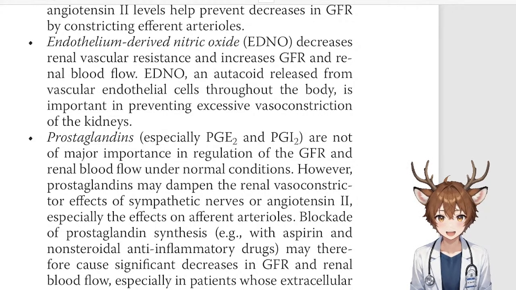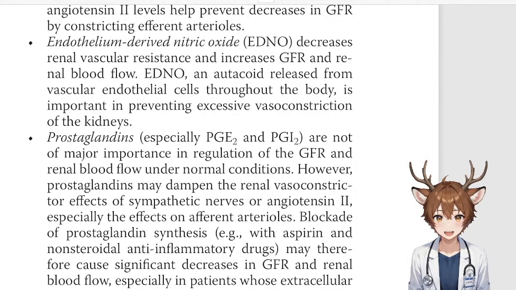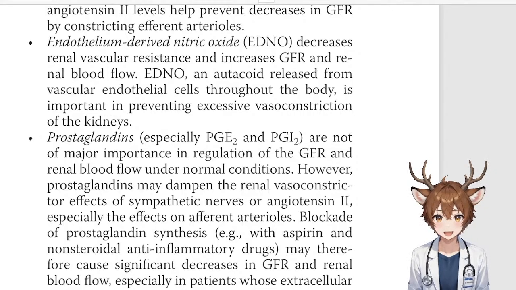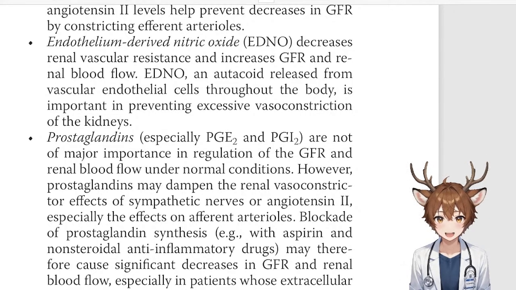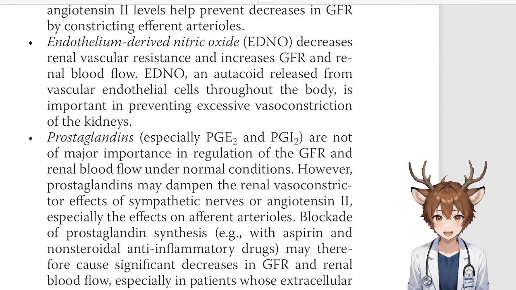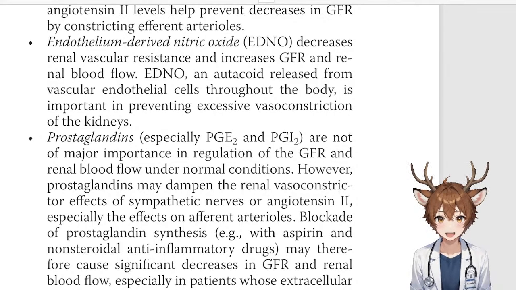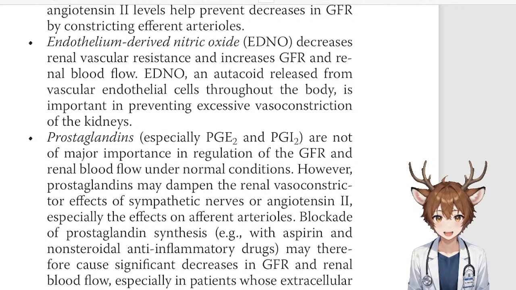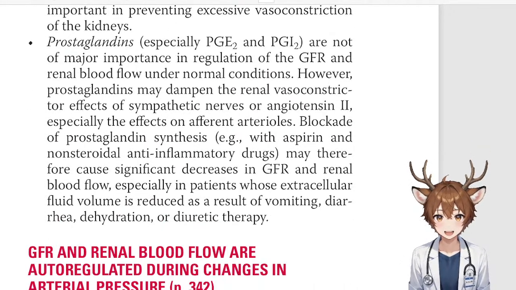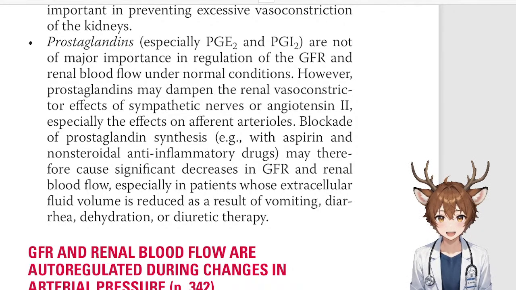under normal conditions. However, prostaglandins may dampen the renal vasoconstrictor effects of sympathetic nerves or angiotensin II, especially the effects on afferent arterioles. Blockade of prostaglandin synthesis, that is to say with aspirin and non-steroidal anti-inflammatory drugs, may therefore cause significant decreases in GFR and renal blood flow, especially in patients whose extracellular fluid volume is reduced as a result of vomiting, diarrhea, dehydration, or diuretic therapy.